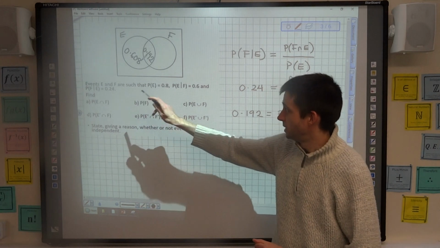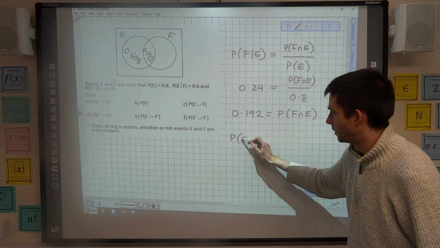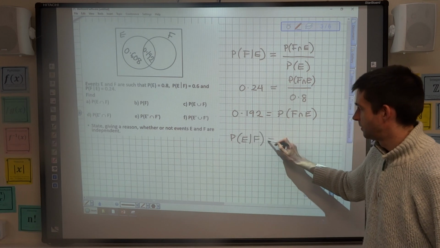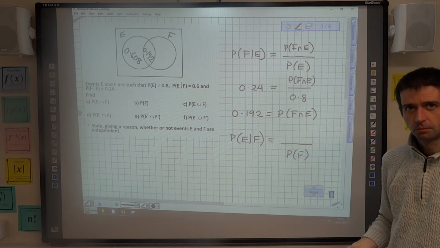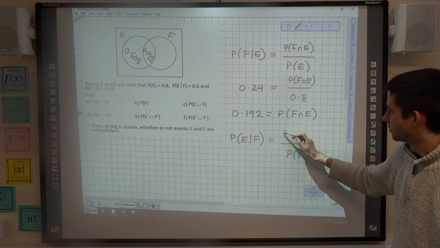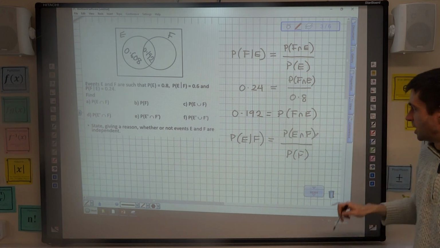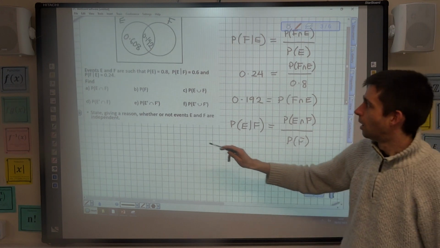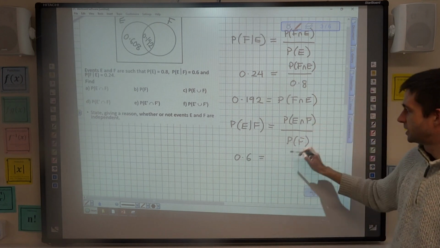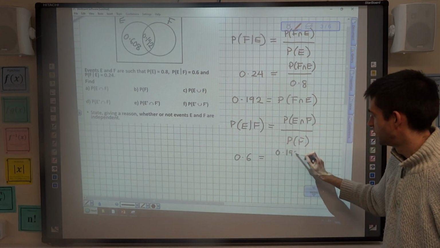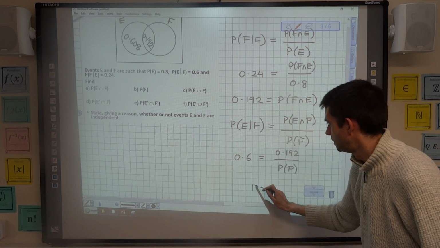Well, I've also been given the probability of E given F. Now, I'm going to write the formula out again that I'm using. The probability of E given F, remember, the given that thing, the second thing goes on the denominator. So probability of F on the denominator, and the probability of the intersection goes on the numerator. Now, I know that the probability of E given F is 0.6, and I've just worked out that the intersection is 0.192, and I've got probability of F on my denominator.